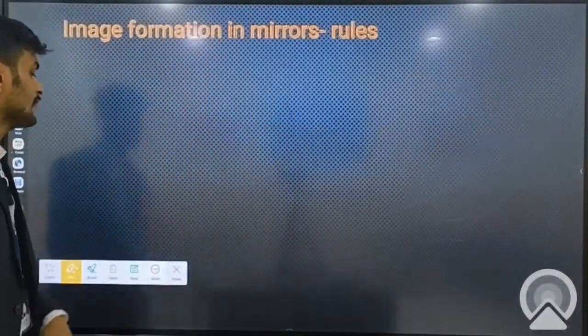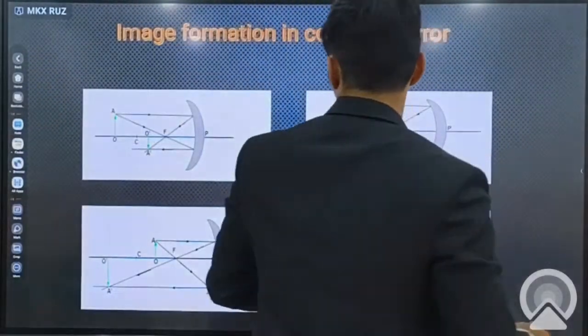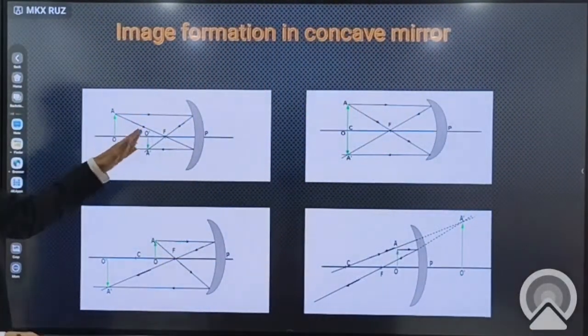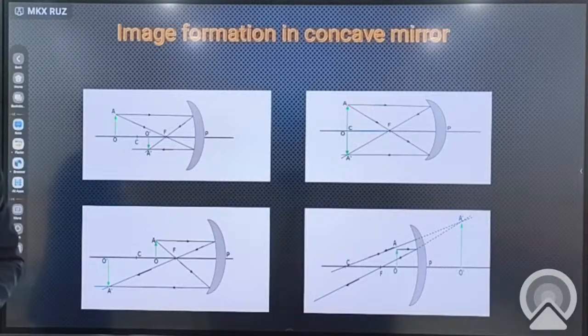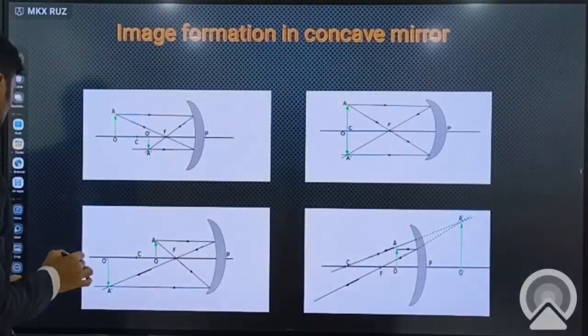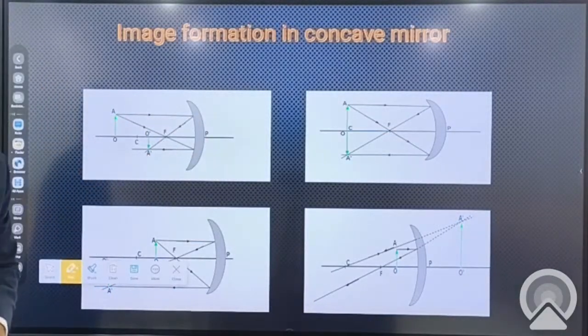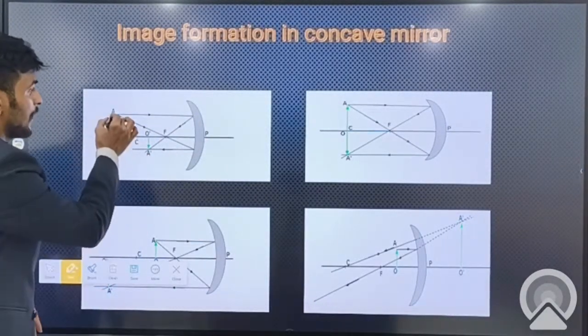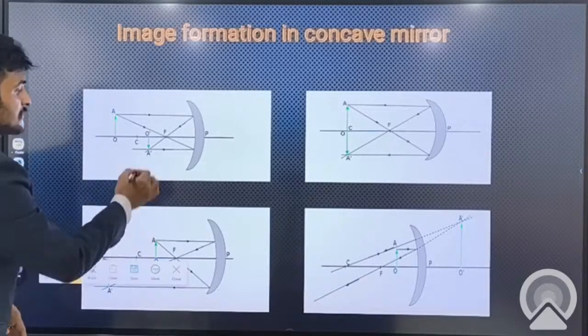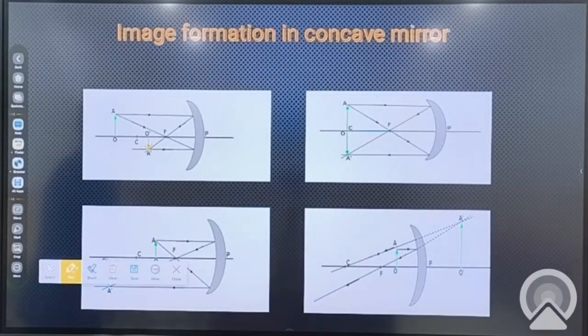We have 6 diagrams for image formation in concave mirrors. First, we are placing the object behind C or beyond C. Object is beyond C. So I am using the first rule. A ray is coming parallel to the principal axis and passing through the focus. Clear, guys? And the second rule, passing through the focus and parallel to the principal axis. So here they are meeting. This is our image. Clear?